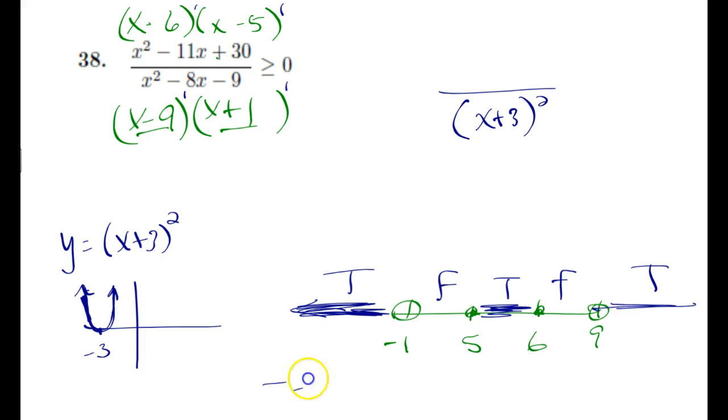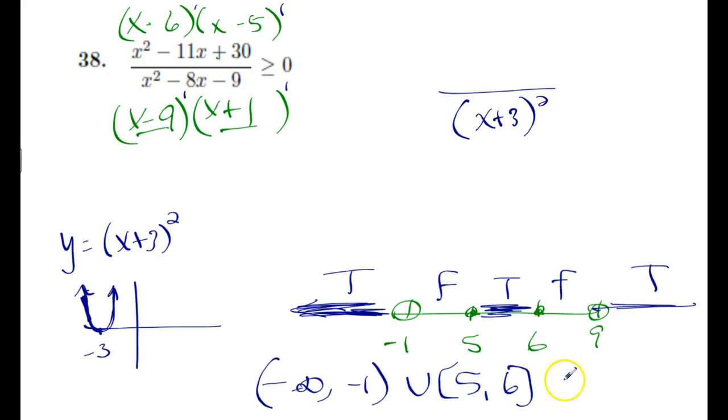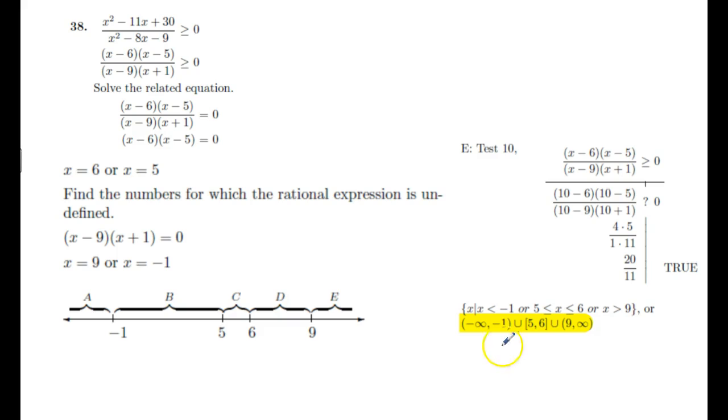Remember, be careful of your parentheses in union with, this is going to be brackets here because these are closed. And then we're back to a parentheses, 9 to infinity. And the author agrees.